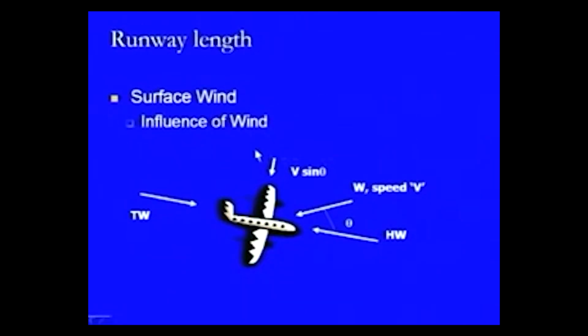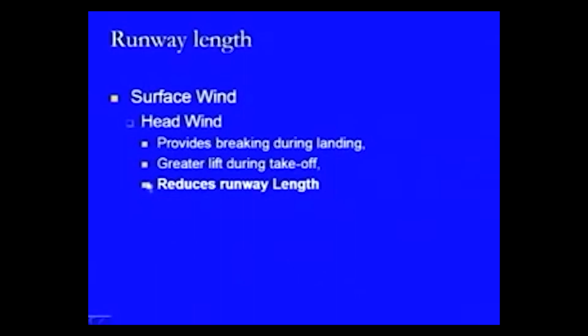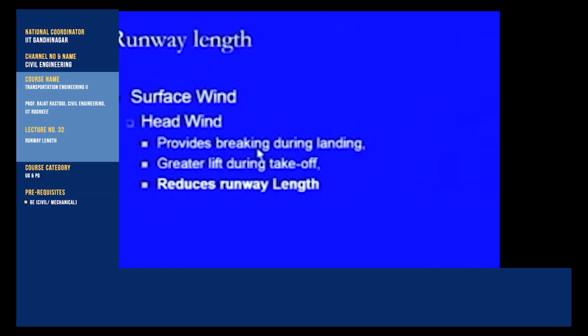Then another case is the surface wind. Of course, in the previous lectures we have discussed the surface wind, and we know that there is a headwind, there is a tailwind, and there is a crosswind component. So, the effect of all these components is there, and we have to look at what the effect is. In the case of the headwind component, it creates a braking effect during landing because it is coming from the opposite direction, whereas in the case of takeoff it will create greater lift and there is a premature lift.